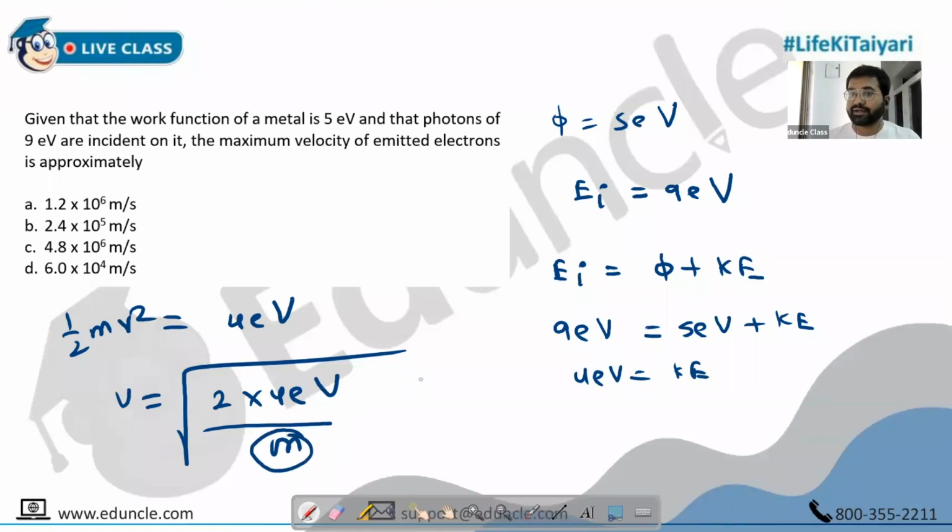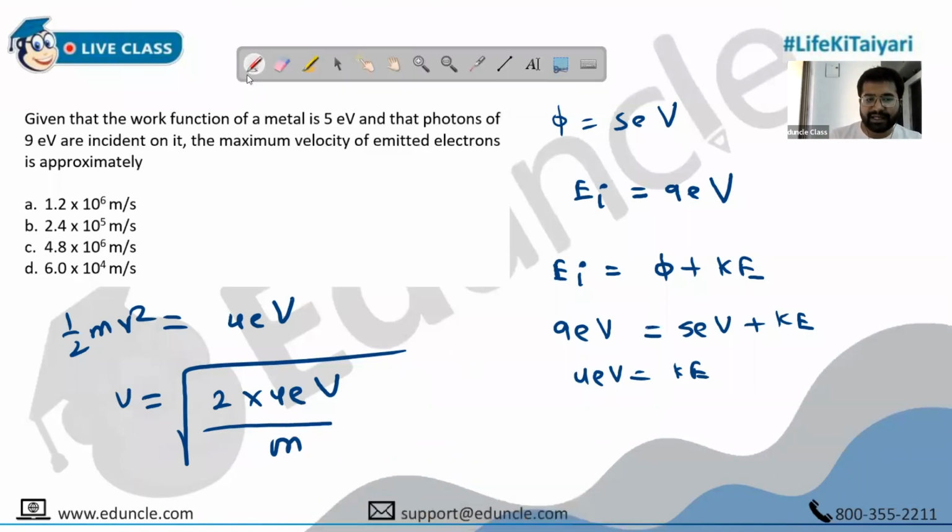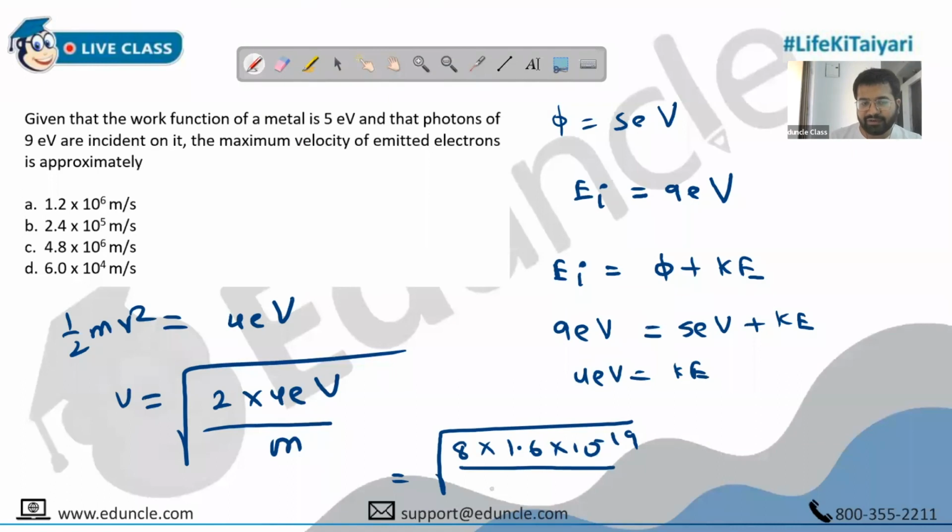Do not substitute mass of electron. Just see which particle is emitted. Right now, obviously electron is emitted, so you will substitute mass of electron only. So what is the value here? 4 into 2 is 8. Electron volt is 1.6 into 10 raised to minus 19. And what is mass of electron? 9.1 into 10 raised to minus 31. And this is a time pass question only.